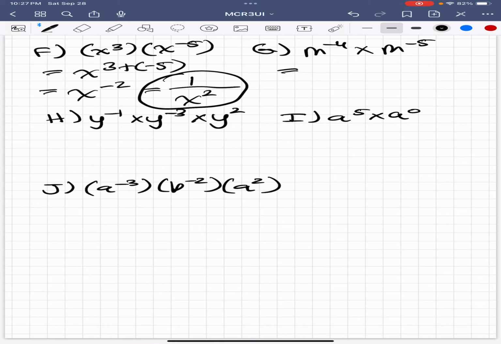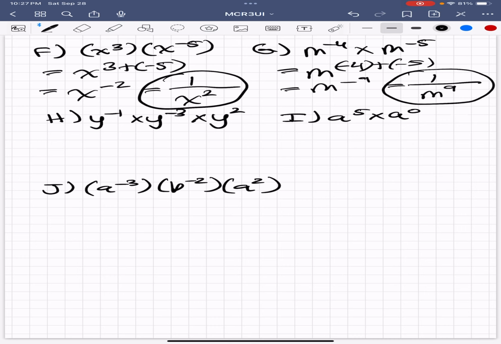And then we have exponent law number 1, so there's multiplication with the same bases, so we're going to add those exponents. -4 plus -5. We have m to the -9, and then we use our negative exponent law, so it's 1 over m to the power of 9, and that is our answer. Moving on, we now have h, and I believe that all bases are the same.